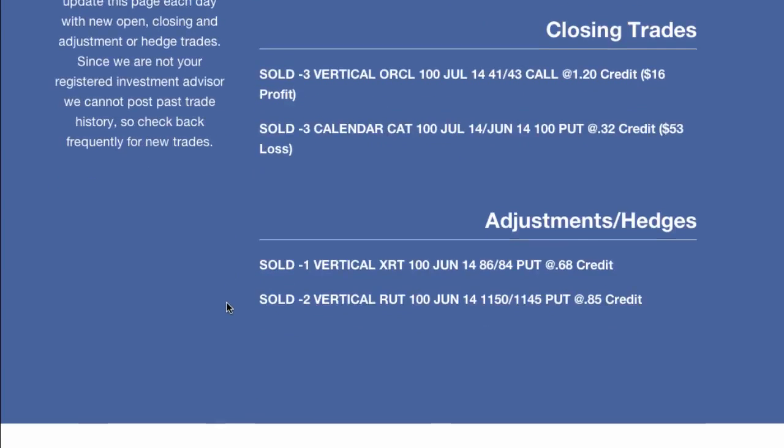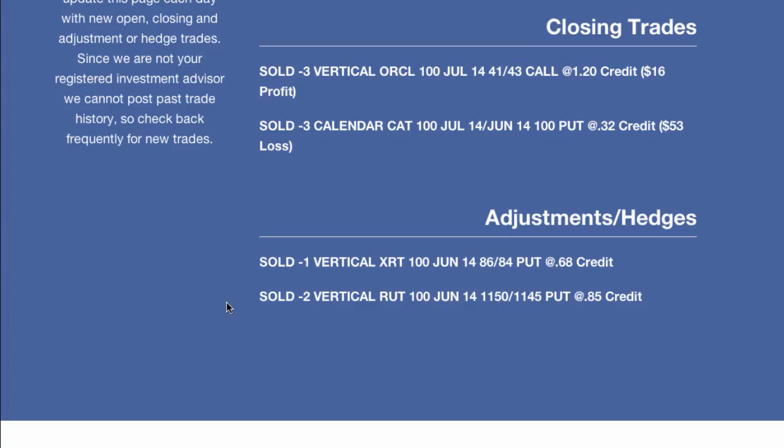All right, so let's get into some of these adjustments or hedges. These were really, really popular today as far as comments and emails that I got back from everyone. The first one I want to go over is this XRT trade. So XRT has been quite a good trade for us, and I think it's still going to end up being a very, very good trade for us.